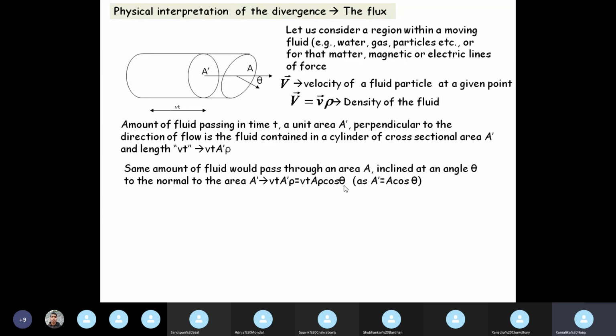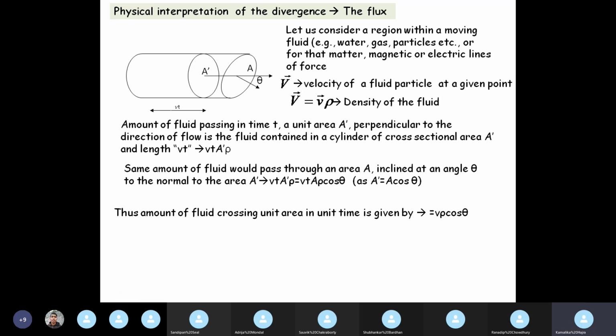Okay. So that means the amount of fluid coming out through this area A prime, the same amount of fluid is also coming out through this area A. Okay, these two are same. I've only replaced A prime by A cos theta. So per unit area per unit time, we have to divide this amount by t into A. So we are left with V rho cos theta.